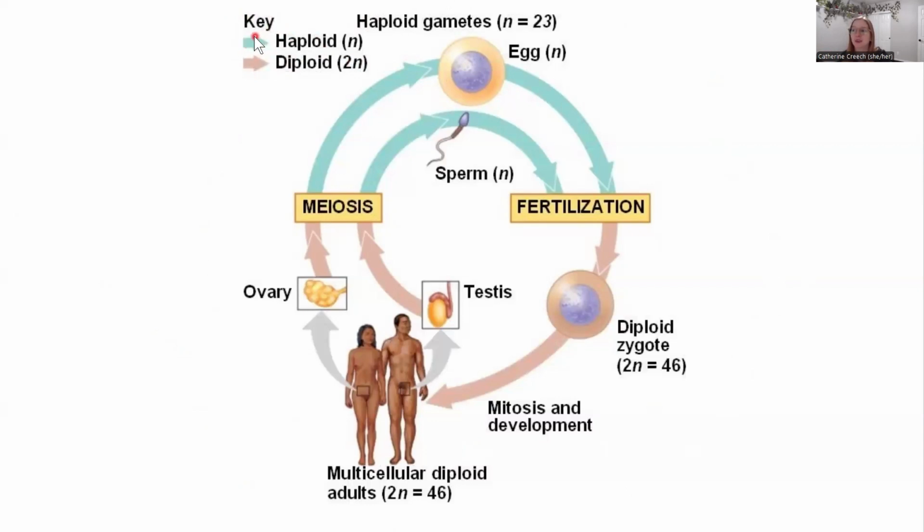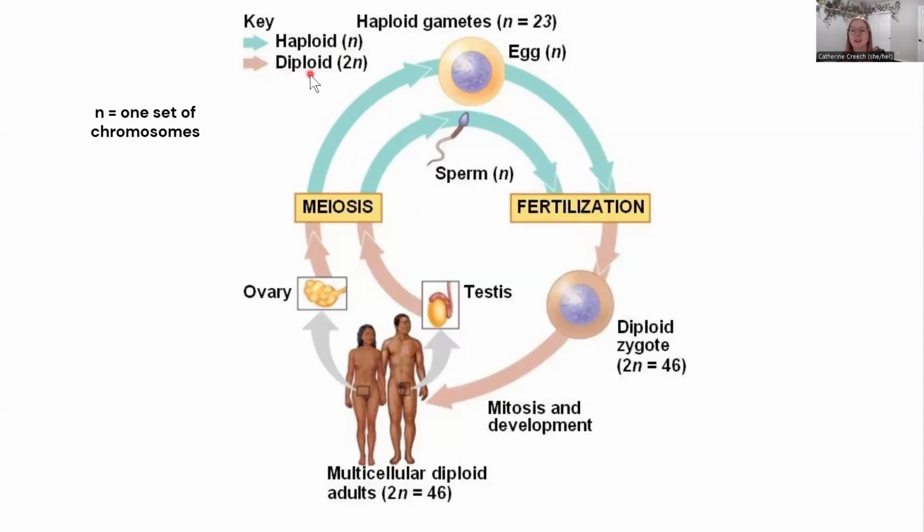You can see that the green or blue arrow, however your eyes see that color, refers to haploid. Haploid is denoted by n, which is one set of chromosomes. So everything that is in this blue line here is going to be haploid, one set of chromosomes.